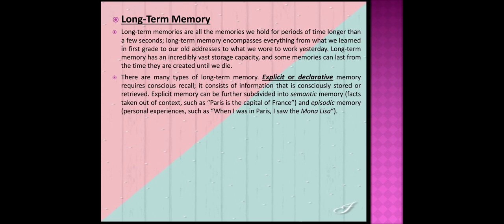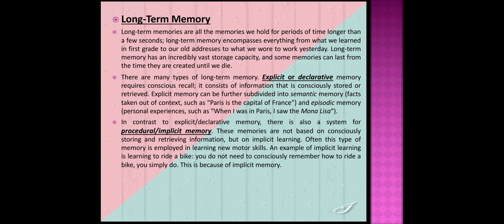There are many types of long-term memory. Explicit or declarative memory requires conscious recall. It consists of information that is consciously stored or retrieved. Explicit memory can be further subdivided into semantic memory, facts taken out of context, such as Paris is the capital of France, and episodic memory, personal experience, such as when I was in Paris, I saw the Mona Lisa.